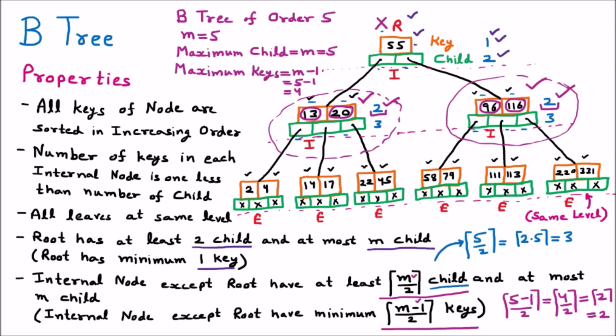Talking about the internal nodes again, for the first internal node we check the children. How many children are there? There is one child, 2 and 3. So 3 children are there, property followed. For the next internal node, if we check the children, there are 1, 2 and 3. So 3 children are there, which means the property is followed. So this is a 5 order B tree where all the properties are followed.